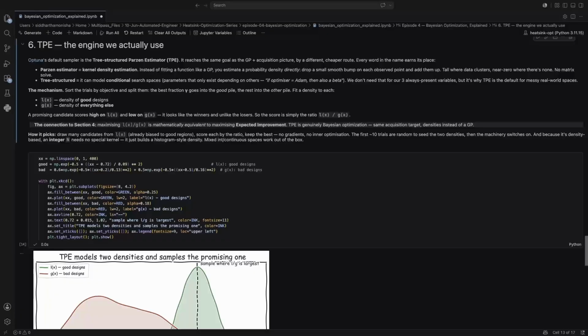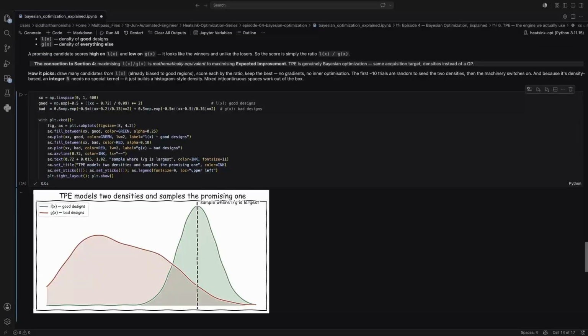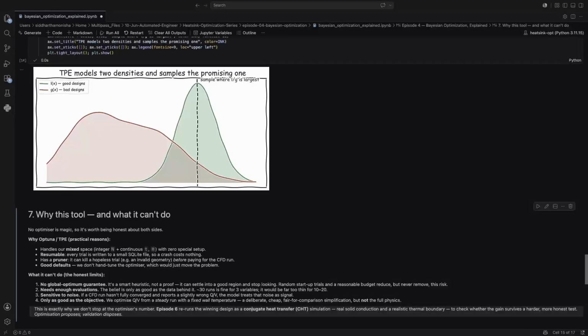The notebook has a visual for this: the l(x) and the g(x) curves, the ratio, and the arrow pointing to the next candidate. It's the same shape as the UCB acquisition, a peak somewhere in the space, just computed through a fundamentally different mechanism.